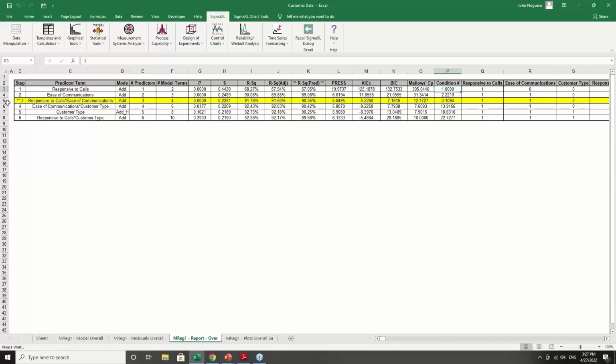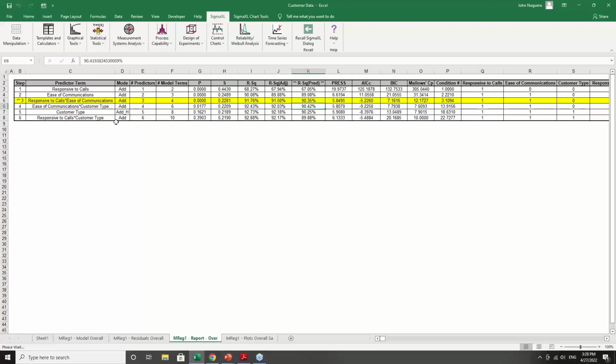Now, the yellow highlight shows you which model was selected. And the double asterisk shows you the criterion that we chose, which is the R-square predicted. So remember I said I want to maximize the R-square predicted. So you'll notice that 90.35 is actually not the maximum. 90.42 is the actual maximum. So why didn't it pick number 4 instead of number 3?